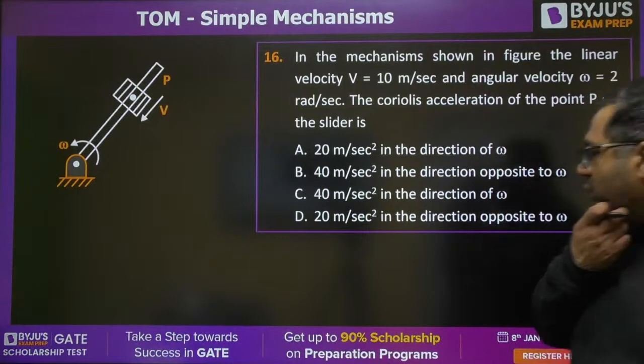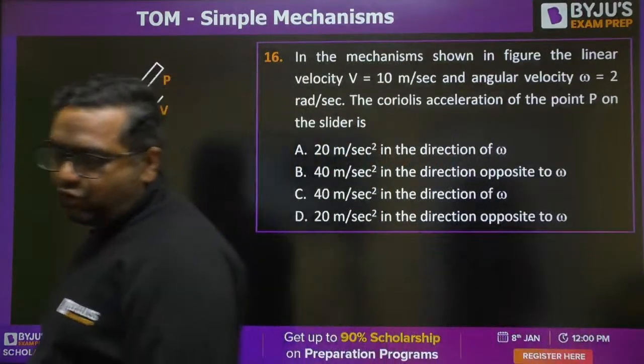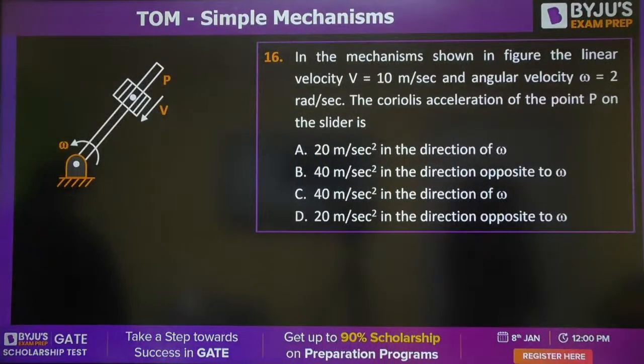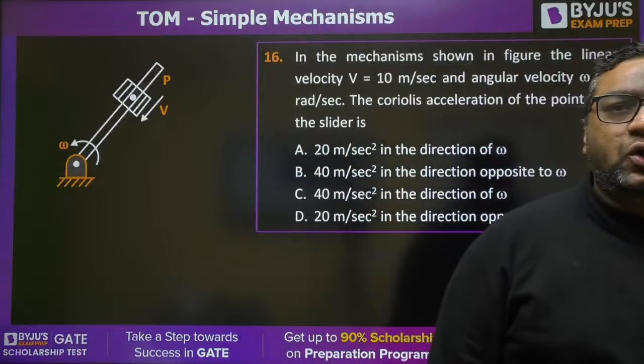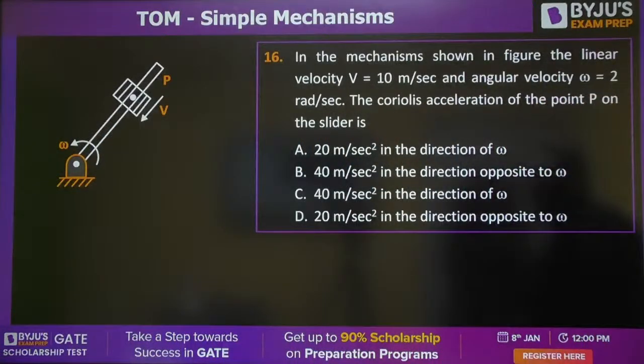Now this is from Coriolis, and after that we have questions from flywheels, guys. So be ready for flywheel questions. One question from degree of freedom is also there. Yes, solve it. What would be the answer for this one? V is given to us. Omega is given to us.